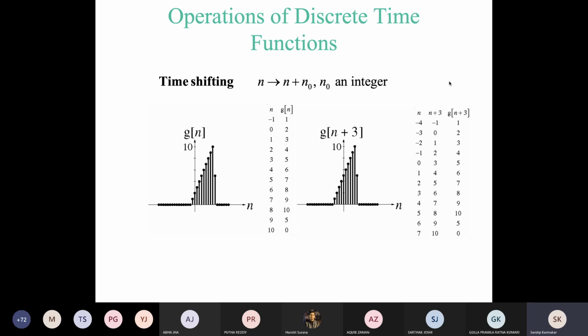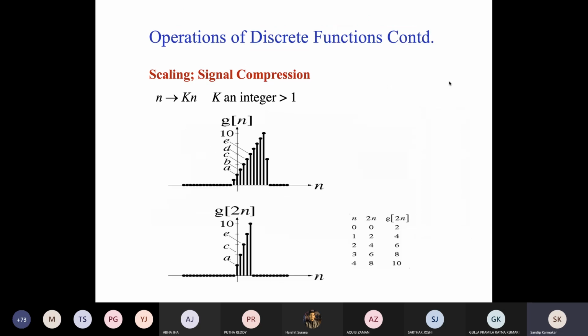Operations on discrete time functions. Time shifting occurs here also. If time shifting occurs as n to n plus n0, then again the same thing will happen. It will shift by an amount of 3 to the left. If it is n minus n0, then it shifts to the right by an amount of 3.